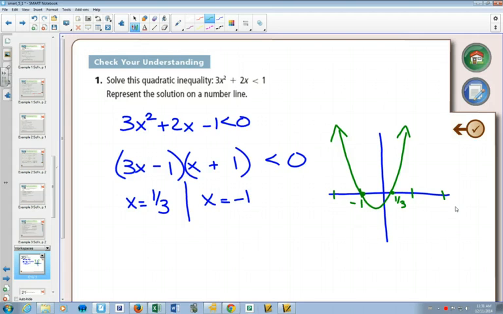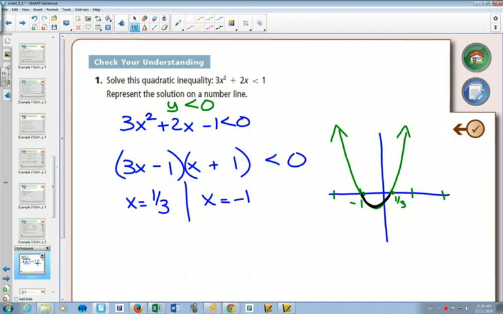What are we looking for? We are looking for, since I graphed this, that's my y, I'm looking for y less than 0. Can you see on our graph that that is this part? That's where my y values are less than 0. So now we can write the solution.